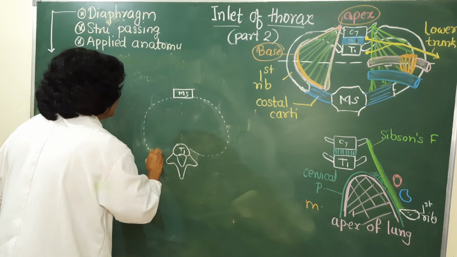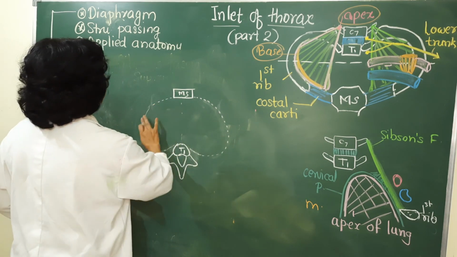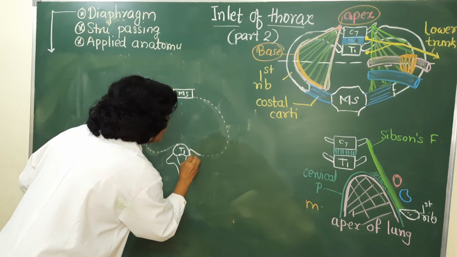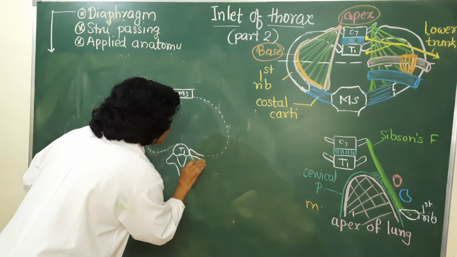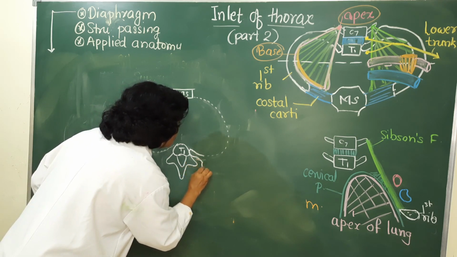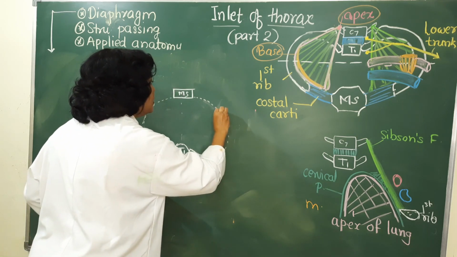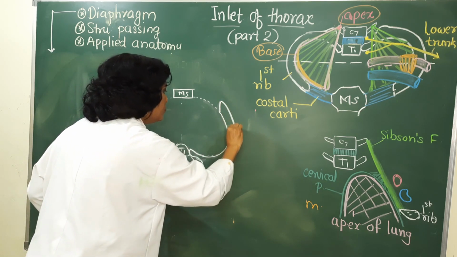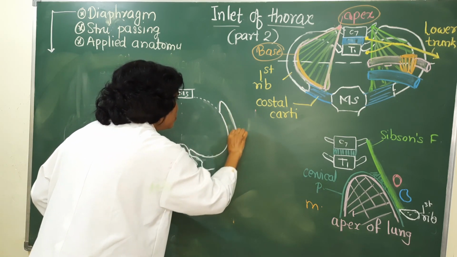It is reniform, or kidney shaped. Here you get the head of the first rib, the neck of the first rib, and here the tubercle of the first rib. This will be the diagram for the first rib on one side.